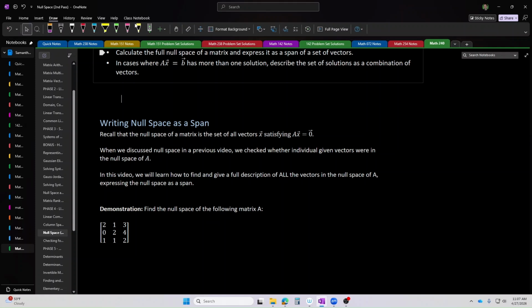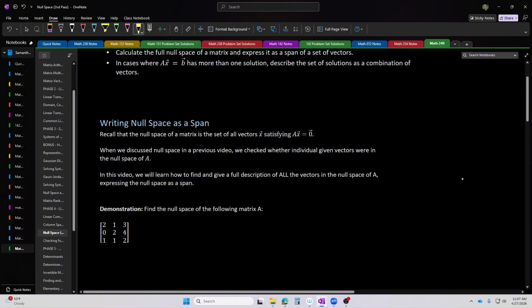We've noted that there is one vector that is always in the null space of a matrix no matter what, and that is the zero vector of the domain. So the null space is never completely empty. The null space always contains at least one vector, namely the zero vector.